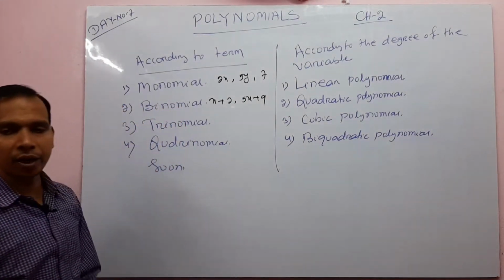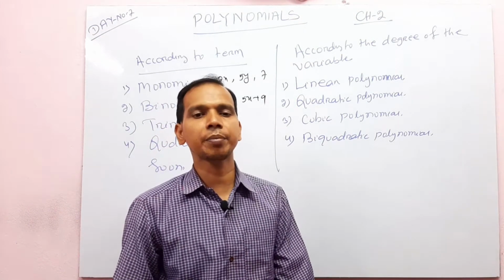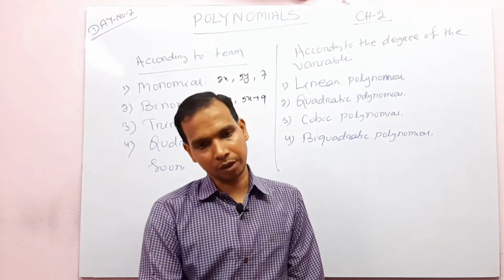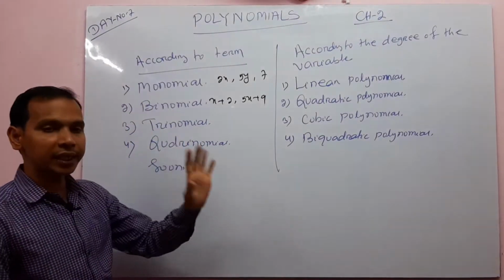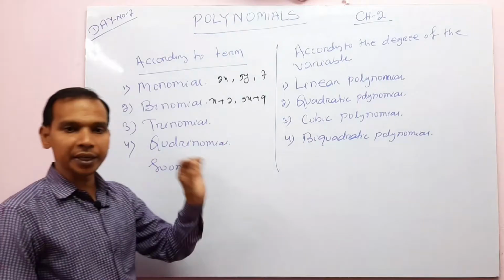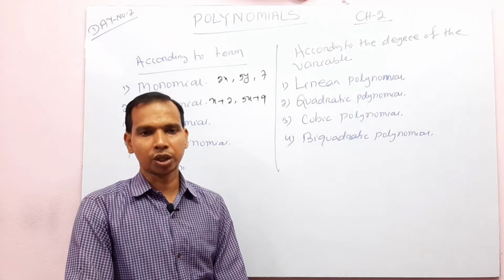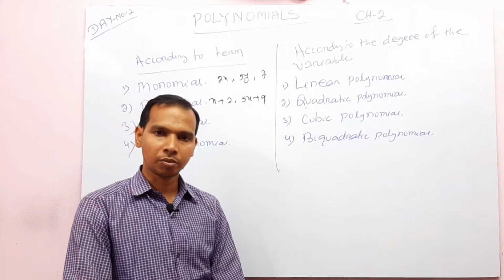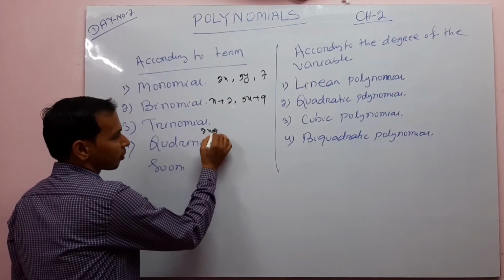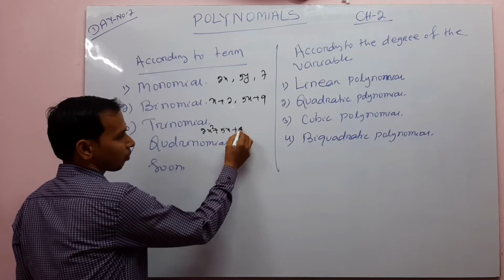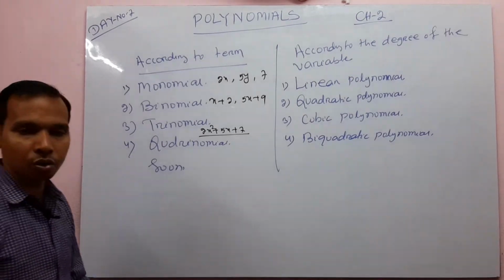Then come to trinomial. Tri means 3 and nomial means term. So an algebraic expression containing 3 terms is known as a trinomial. Example of trinomial: 2x square plus 5x plus 7. This one is a trinomial.